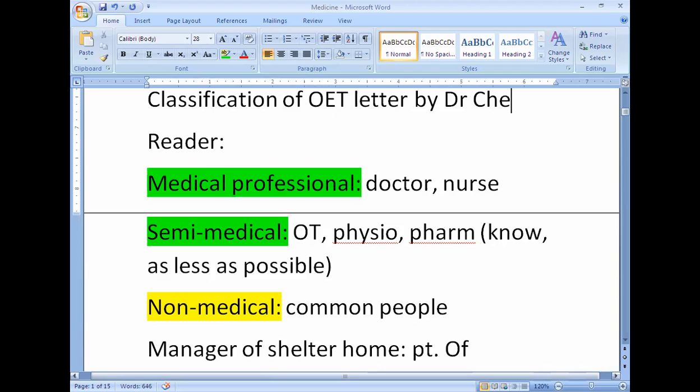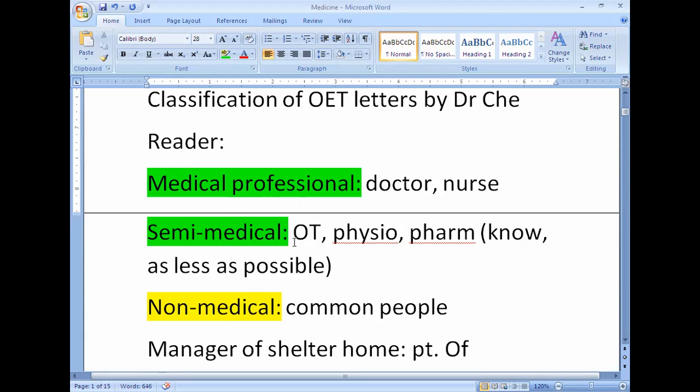Let me take Dr. Tatiana. Can you hear me? Yes, doctor. Okay. This is classification of OET letters according to the reader. This is my own classification just to keep in mind who you are writing to. So first, can you read my screen?